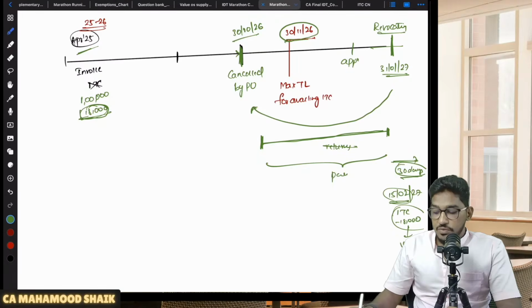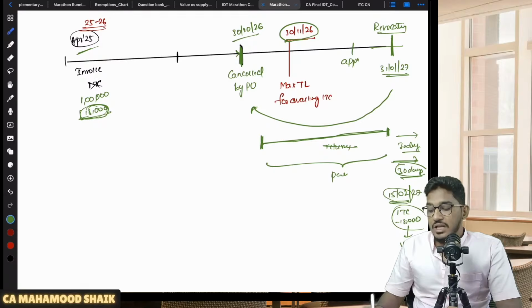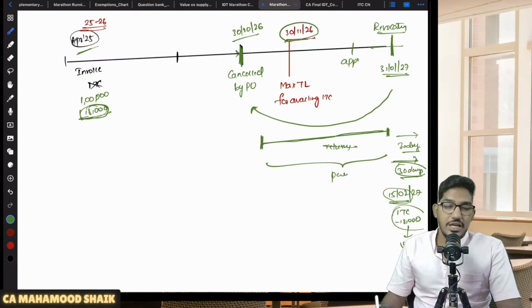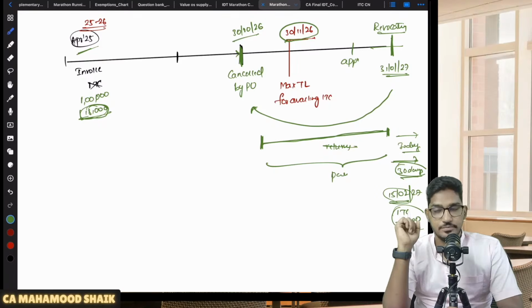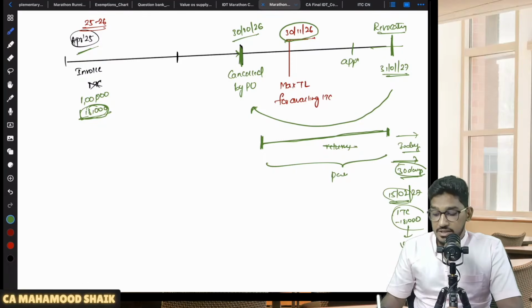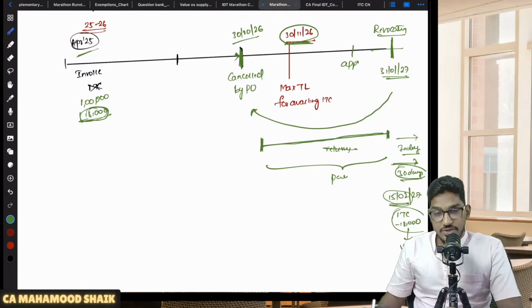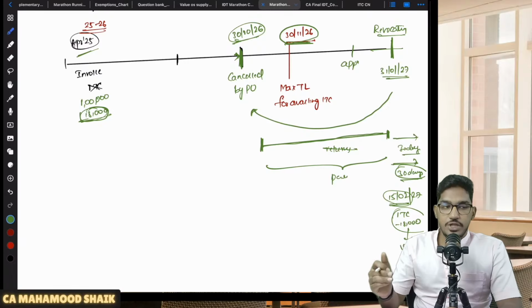So in that case, if you are getting your revocation of cancellation, you will file your pending returns within 30 days, and in those returns you can claim that unavailed ITC. Able to understand? But the condition is you should be eligible. As on the date of cancellation, you are still eligible for claiming ITC because the time limit is not over. You still have till 30th of November. No issue. In that case, you will file all your pending returns within 30 days from the date of revocation of cancellation.